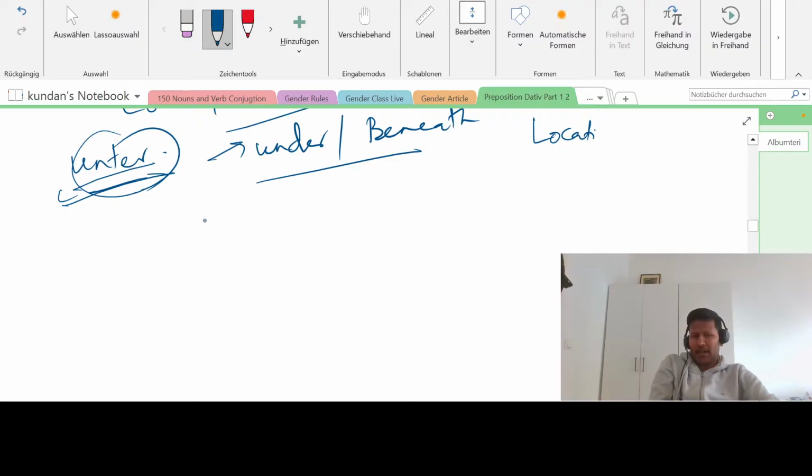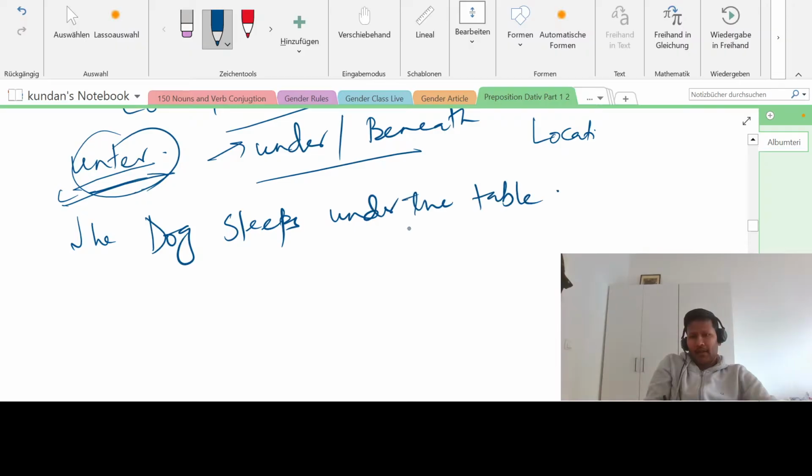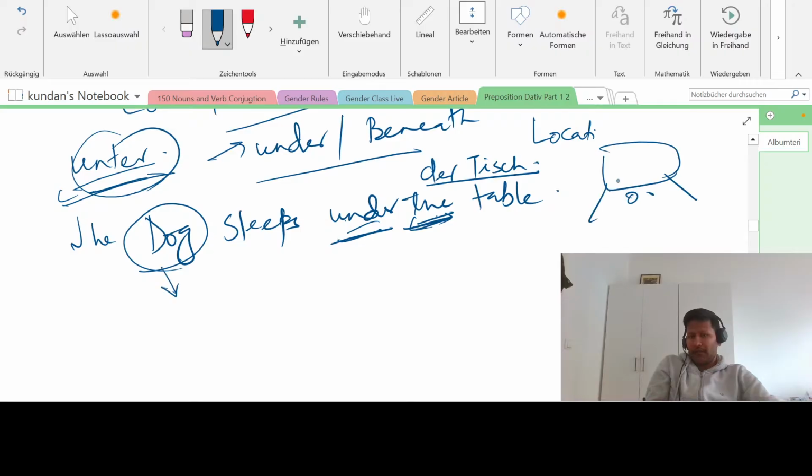For example, if I say the dog sleeps under the table. So what is the preposition? This is the preposition. What is the article following this? Der. This is der Tisch, masculine, in nominative. Now, what is the position of this dog? This is a table, and the dog is sleeping under the table. So it's telling its position, right?